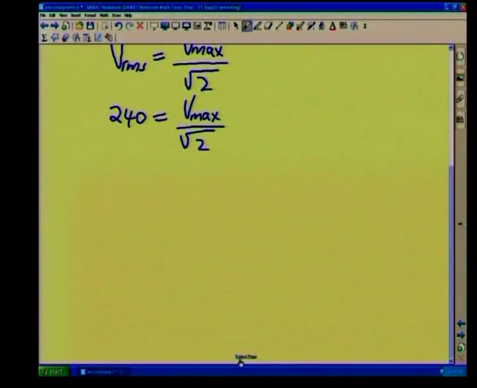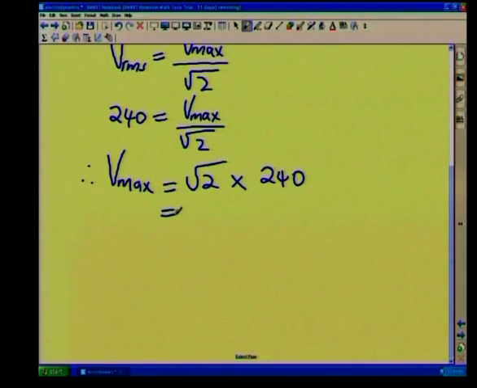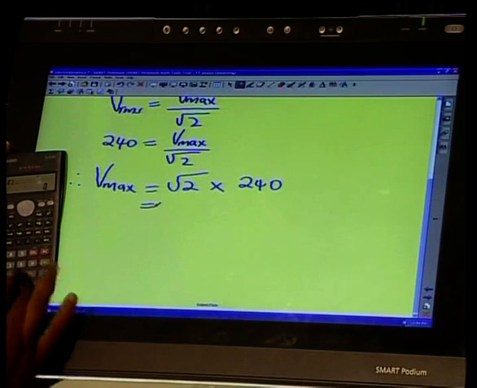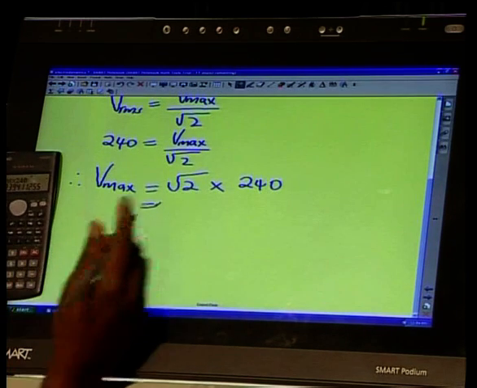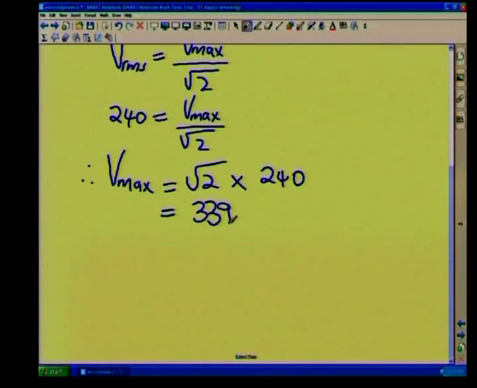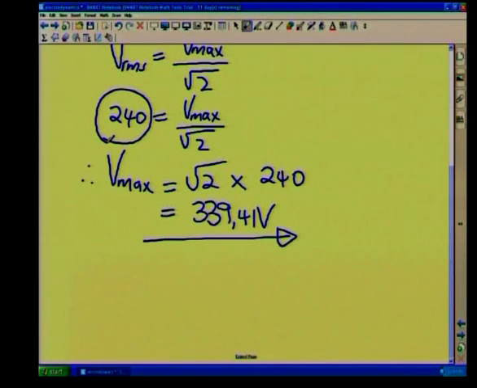So V max will be equal to the square root of 2 times 240. What is the answer? It's 339.41 volts. So this is the maximum voltage that is supplied, but what gets into our houses is the VRMS, the root mean squares. We get it at 240.